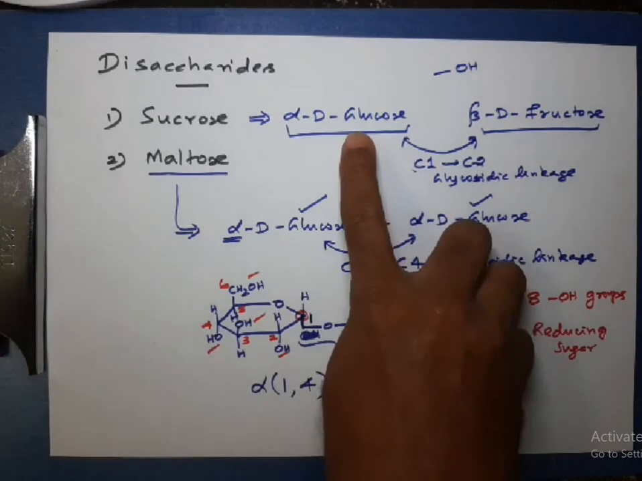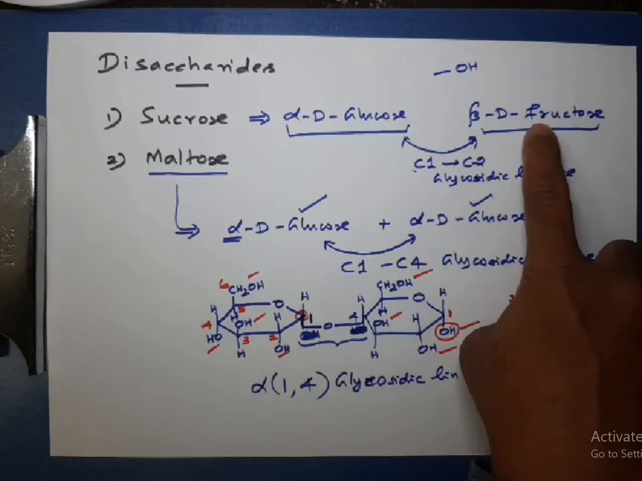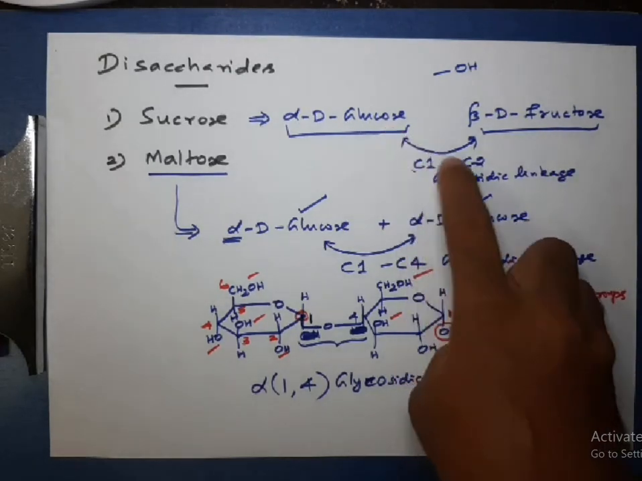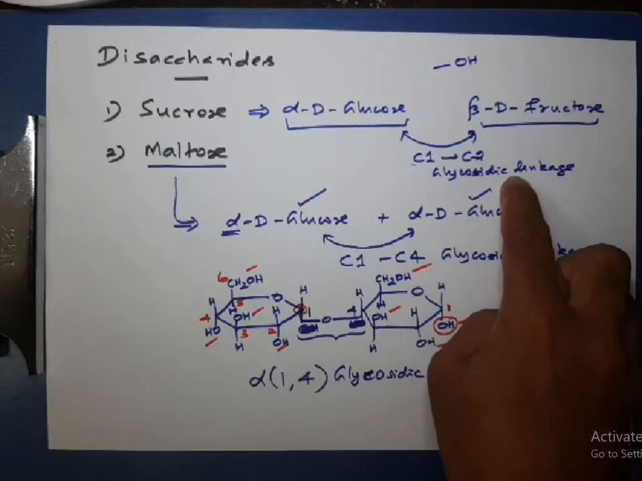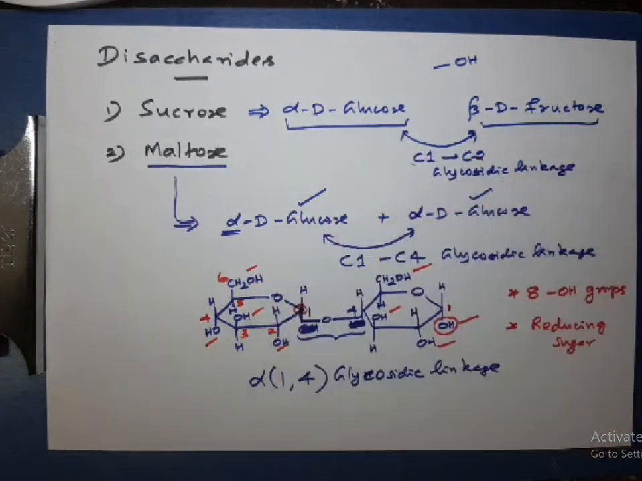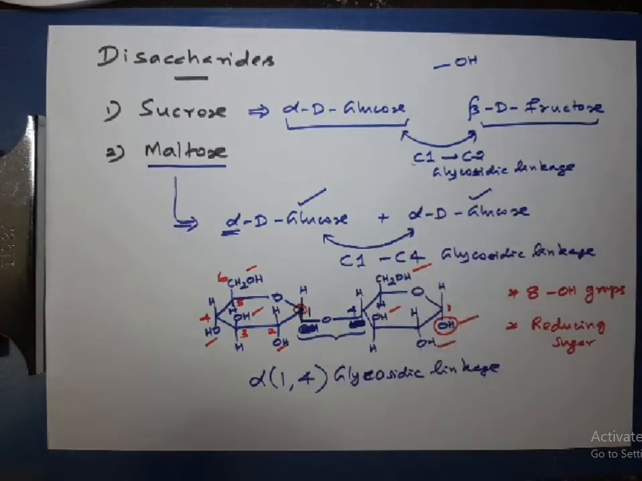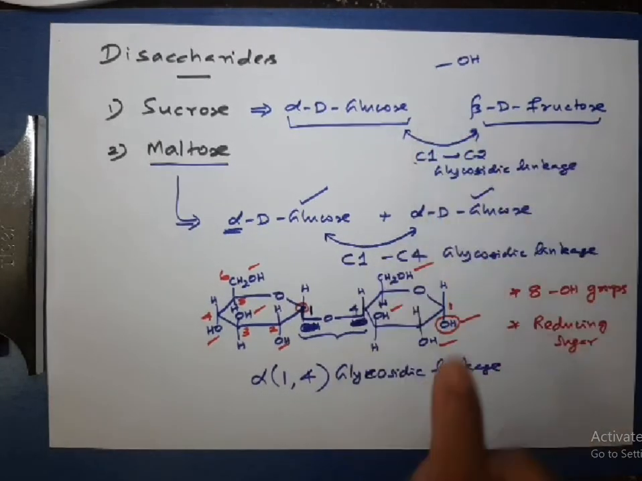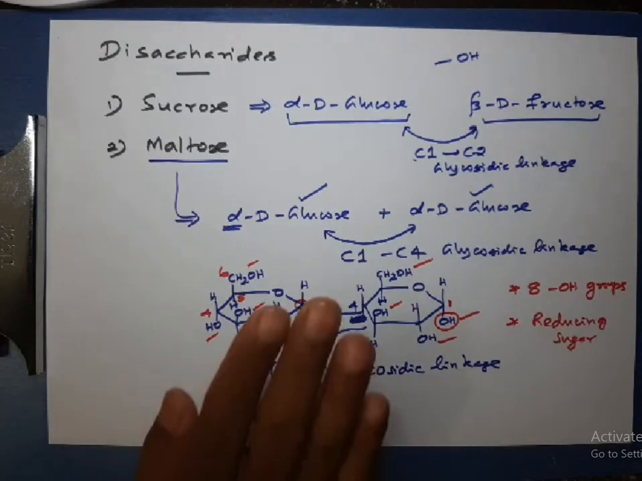Why? In sucrose the anomeric carbon of glucose and the anomeric carbon of fructose, that is C1 and C2. C1 is the anomeric carbon in glucose, C2 is the anomeric carbon in fructose. Both are involved in glycosidic linkage. Therefore there is no OH group in C1 as well as in C2. Therefore ring opening is not possible here. So sucrose is a non-reducing sugar, whereas maltose is a reducing sugar. Right? Keep this information in mind, very, very important.